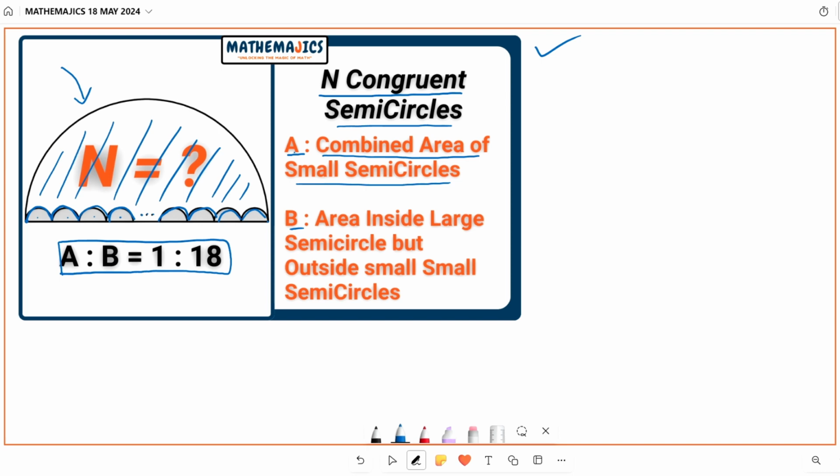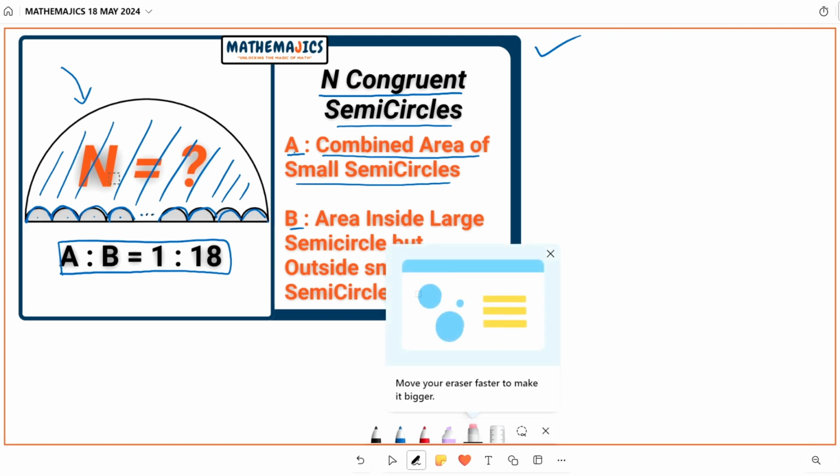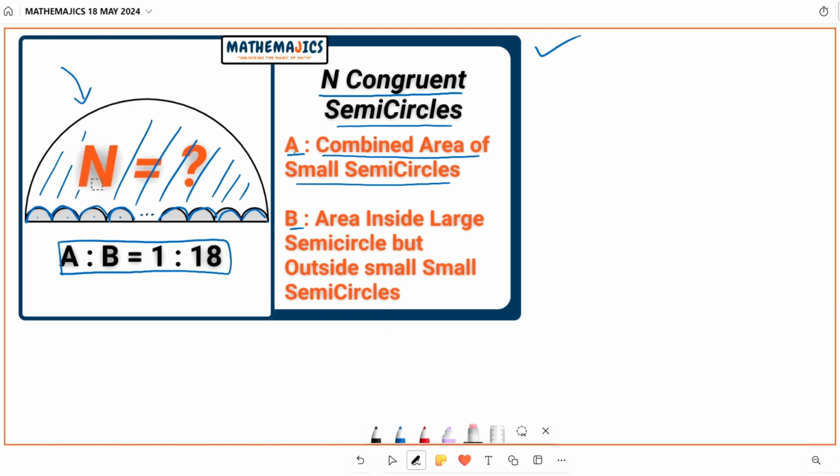Correct? And what do we need to find out? We need to find the value of this n. N means the number of semicircles that are there inside this large semicircle. We need to find the number of small semicircles. So let's see how we can find it.